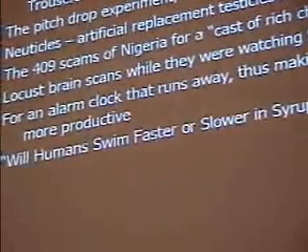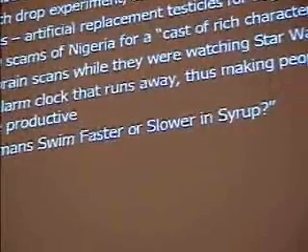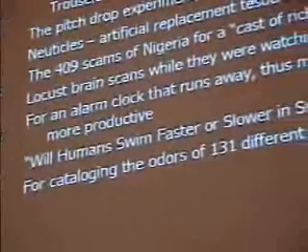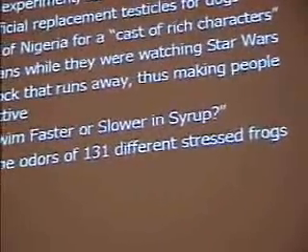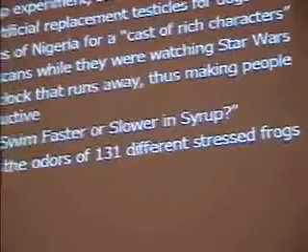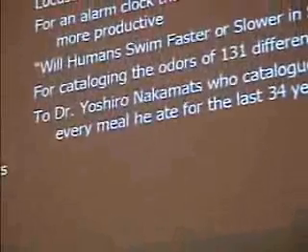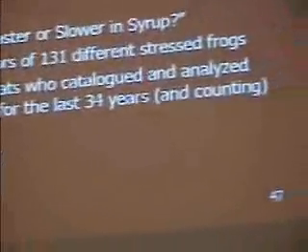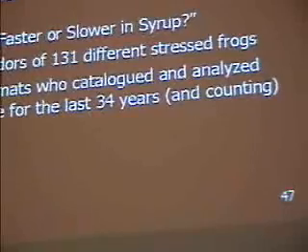Chemistry. Will humans swim faster or slower in syrup? Biology. For cataloging the odors of 131 different frogs that are under stress. Nutrition. This one gentleman in Japan cataloged and analyzed every meal he has eaten for 34 years straight. Like photographs and a very detailed list of everything he's eaten.